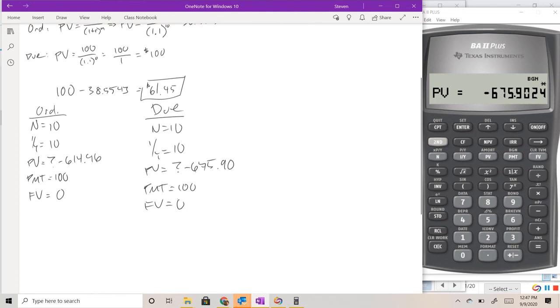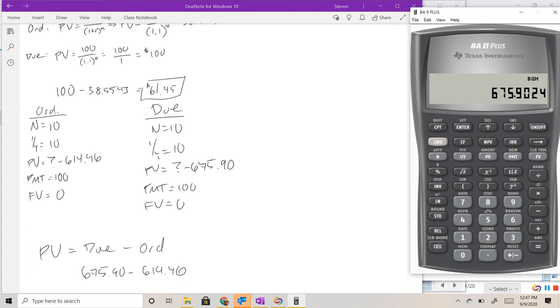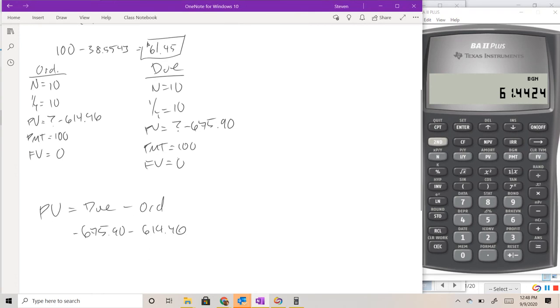All right, now those came back as negative because we put the payment in as positive. That's just keeping track of the direction of the cash flows. We can drop those negatives if we want to look at differences. Let's look at the present value of the annuity due minus the ordinary annuity, or $675.90 minus 614.46. And we're going to get the same $61.44. So either way, it'll get you to the same answer. It just depends on which way you are more comfortable with.